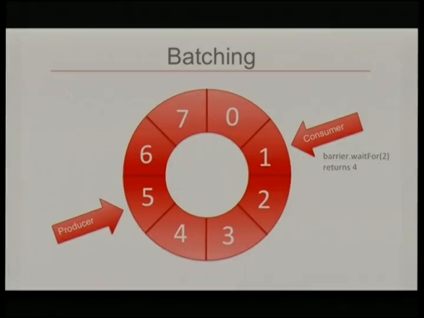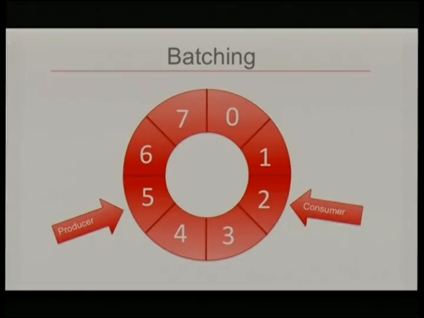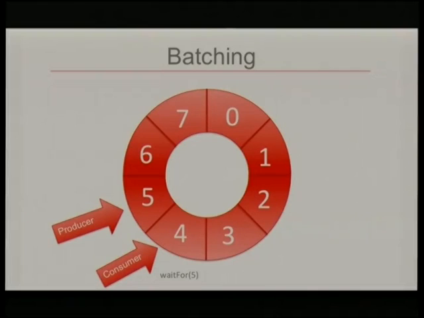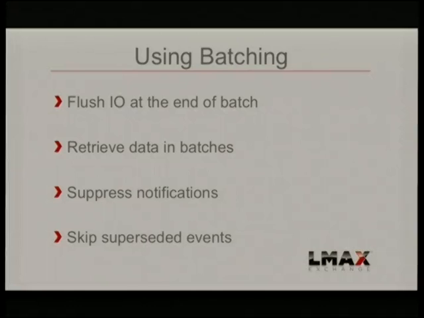The consumer will then call barrier.waitFor(2). Tell me when sequence number 2 is ready for me to be processed. And obviously the producer's already published into it, so that will return immediately. And it will return 4, because sequence number 4 is actually ready to be processed. You can go all the way up to there. So without ever calling into barrier.waitFor again, the Disruptor will pass you event 2, 3, and 4. And once you finish sequence number 4, it will then wait for 5. So you get this batch of 3 or 4 events all at once. And that's exposed up to your handlers.